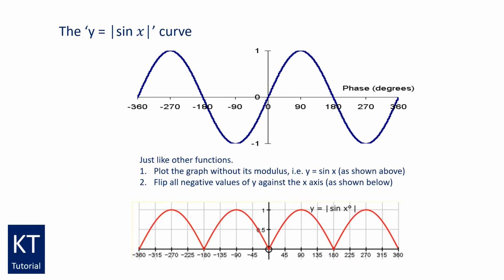For completeness, I wish to walk through a y equals modulus sine x curve. Just like any other function, you would start by plotting the graph without its modulus, and in this case, y equals sine x, as shown above. Then, flip all negative values of y against the x-axis, as shown below, to get to the required y equals modulus sine x curve.